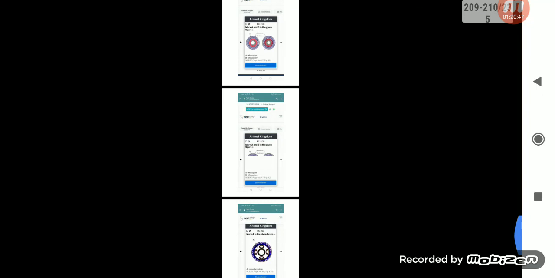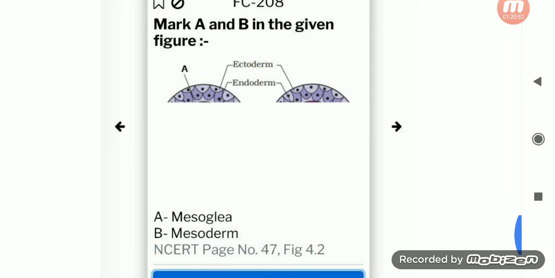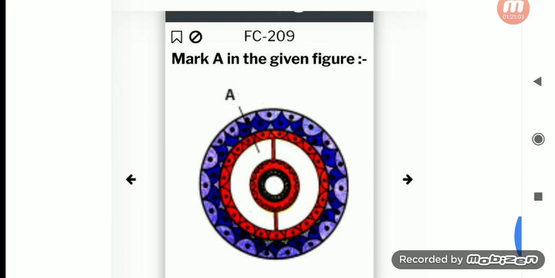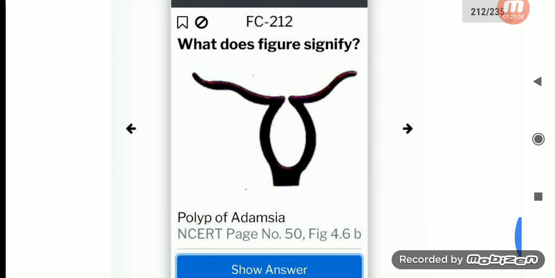Mark a and b in the given figure. A is ectoderm, endoderm. It's not clear. Achha, pseudocoelom, ek hi baat hai. Mark a in the given figure, coelom. Theek hai, what does the figure signify?